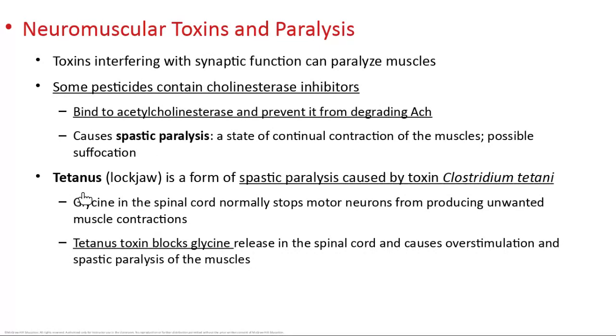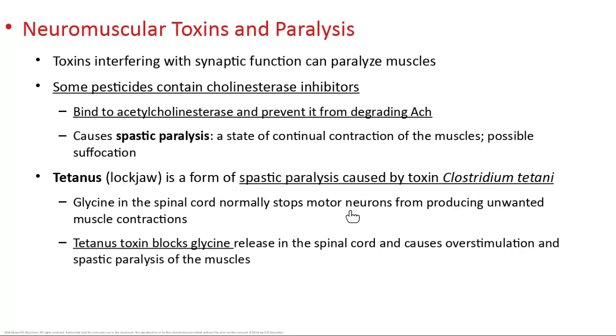Tetanus means muscle spasm. But people will say this is a general term, tetanus, referring to lockjaw. Basically this is when the muscles of the mouth will just stay locked up. They stay contracted.